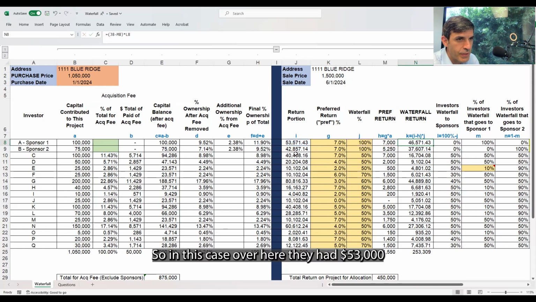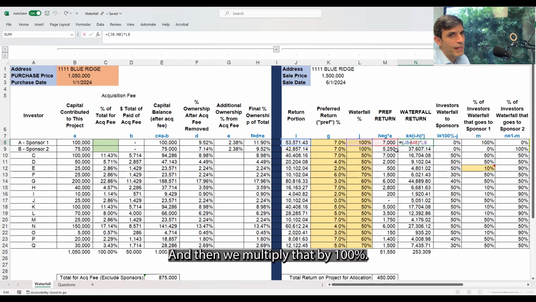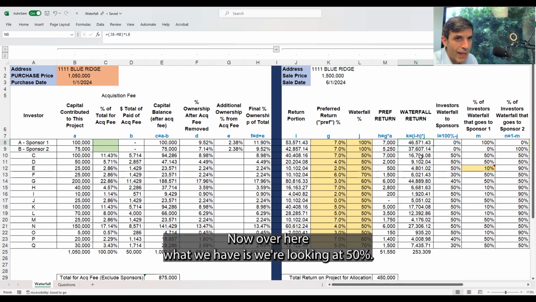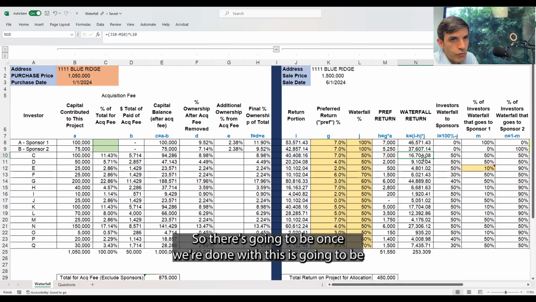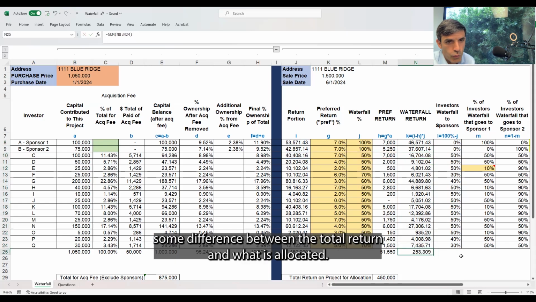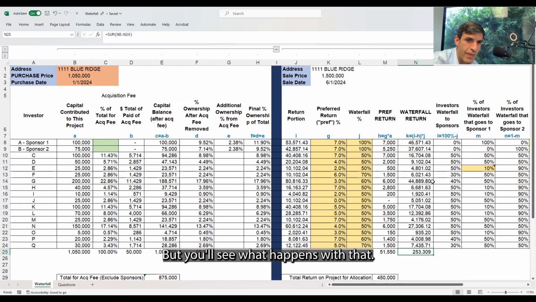That makes sense. So in this case over here, they had $53,000 of the return portion, and they had $7,000. So we subtract 53 minus 7, right? And then we multiply it by 100%. Now over here, what we have is we're looking at 50%. So once we're done with this, there's going to be some difference between the total return and what is allocated, but you'll see what happens with that.